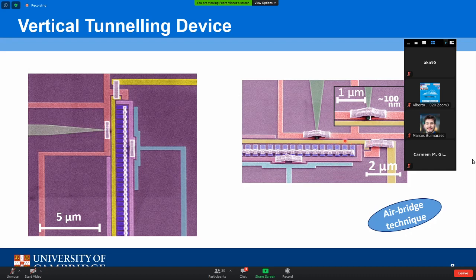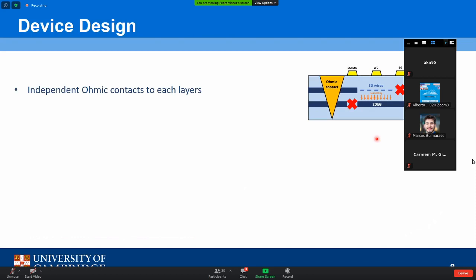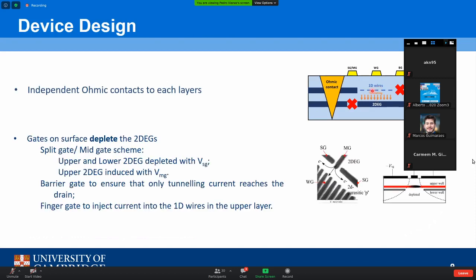So it's essentially 2 E-beam stages. First one for the surface gate, second one for the air bridges. And then, to create the 1D wires, what you do is you squeeze the channels, and you can vary that to play with how strong the interactions are. By properly balancing the gates, you can make sure that only injecting in the top well goes into a 1D system, tunnels into your 2D, and goes to the drain.